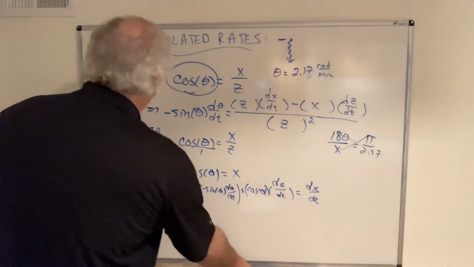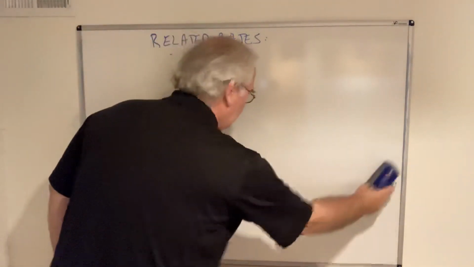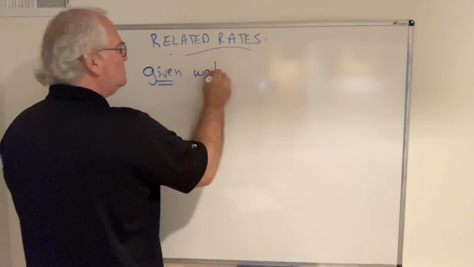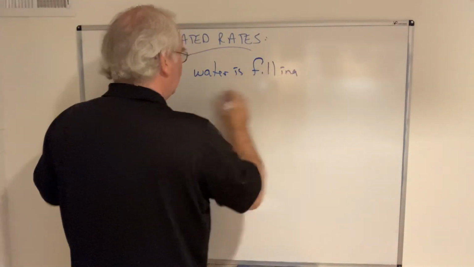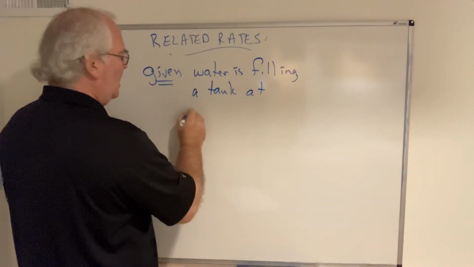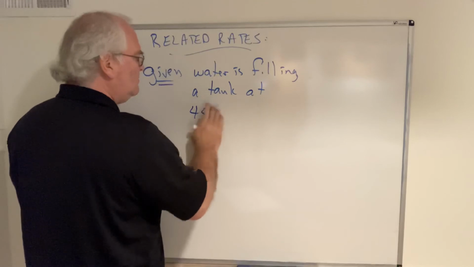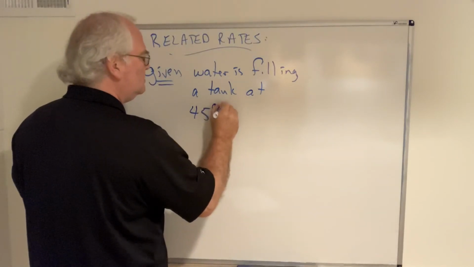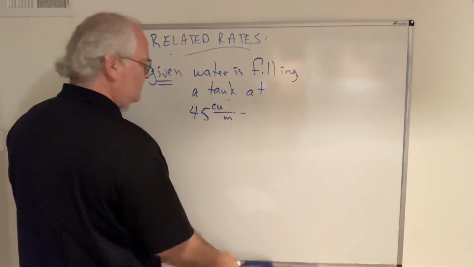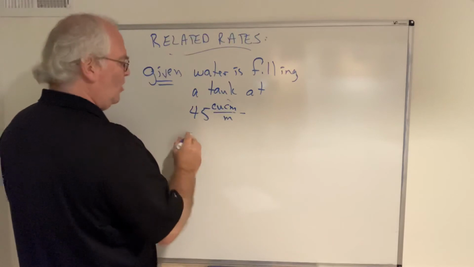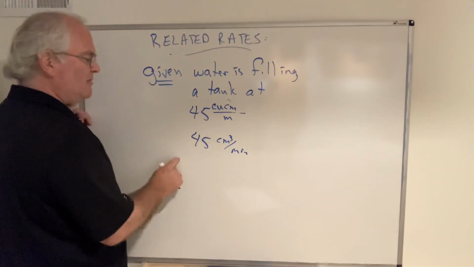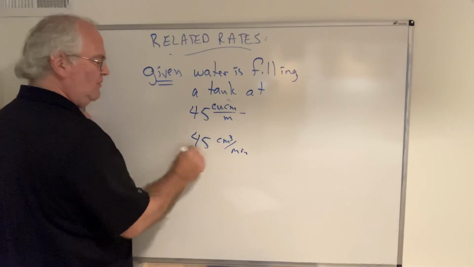All right? Oh, one last little bit. Let me leave you with this. Suppose we are given water is filling a tank at, let's say, 45 cubic centimeters per minute. This tells us that we're dealing with volume.